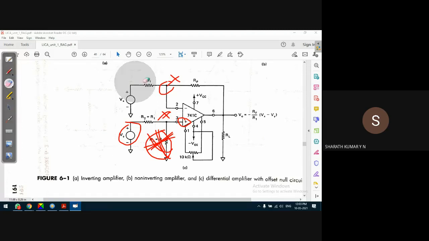Okay, and then that is one point. Another point is to equalize the base bias current in both the terminals. What we have to do is connect one resistance to the ground from this inverting input terminal. What should this value be equal to?